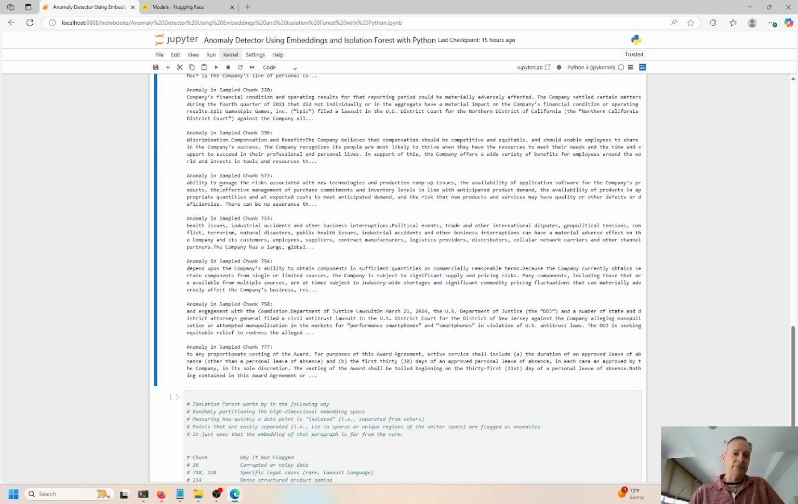Next anomaly here, ability to manage risk. So risk comes up again. I never defined risk as a critical word, but it picked it up all by itself. So good job. Risk again. So that got picked up a couple of times. So that's something that we need to draw attention to, focus on. Health issues and industrial accidents. That sounds bad. That's pretty strong language. I think that's why that got picked up.